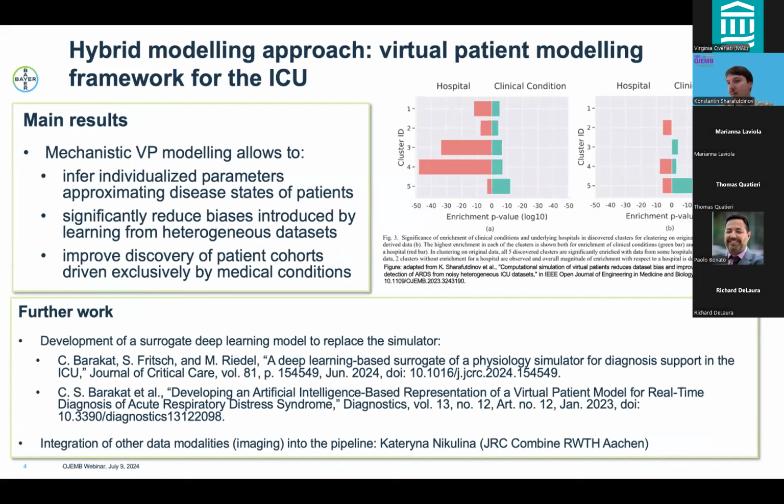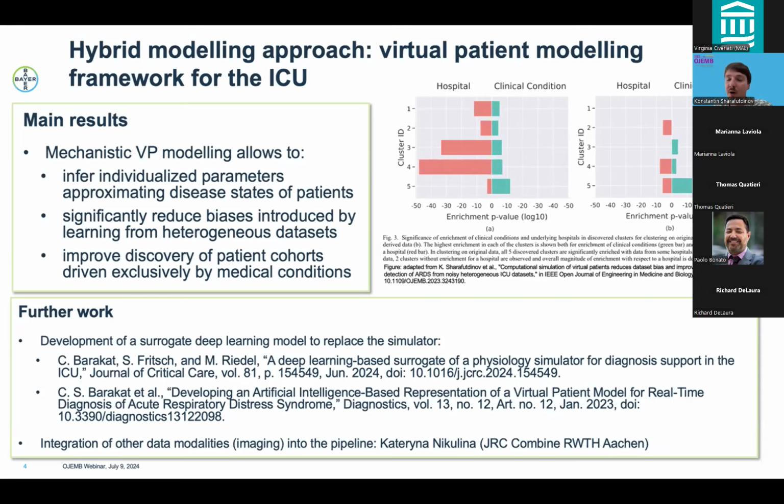So if you consider the cluster, how often does a patient of a particular hospital belong to this cluster compared to random sampling? The higher the enrichment, the more the patients of one hospital tend to be together. Then we compare this enrichment with respect to hospital, the red bars, to the enrichment in the respective cluster with respect to clinical condition. And we see that when we cluster on original data, there's a very strong overrepresentation with respect to the hospital and not to the clinical condition. So the patients of each hospital tend to cluster together.